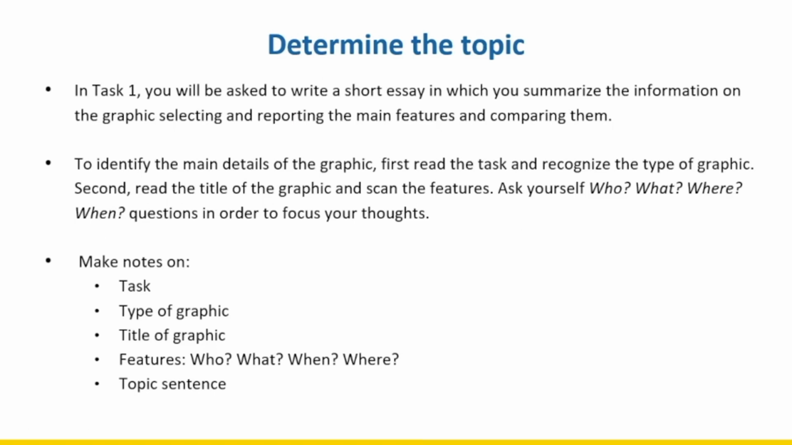And now we are going to discuss how to determine the topic. In task 1, you'll be asked to write a short essay which consists of 150 words, if you remember. And here you need to summarize the information on the graphic by selecting and reporting the main features and comparing them. In order to identify the main details of the graphic, first you need to read the task and then recognize the type of graphic you have. If you remember, we have 4 different types of graphics, such as line graph, bar chart, pie chart, and table graph.